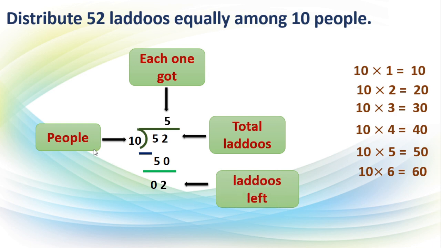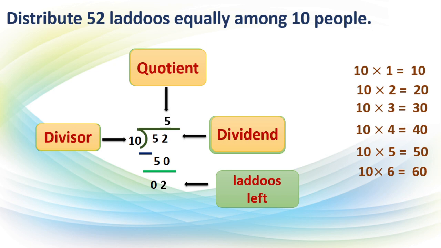Okay, the names in the division method: the number by which we divide is called the divisor. The number which we divide is called the dividend. The answer we got is called the quotient. And the number of things that remain is called the remainder. Okay?